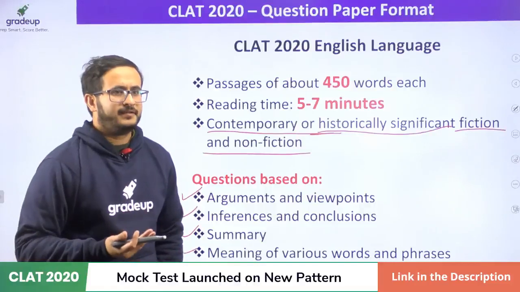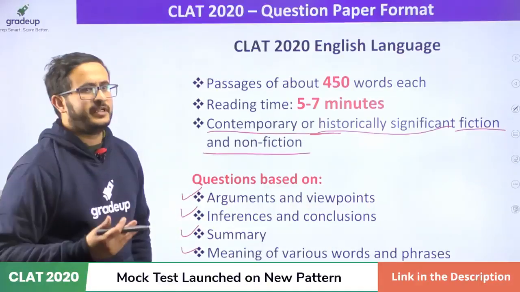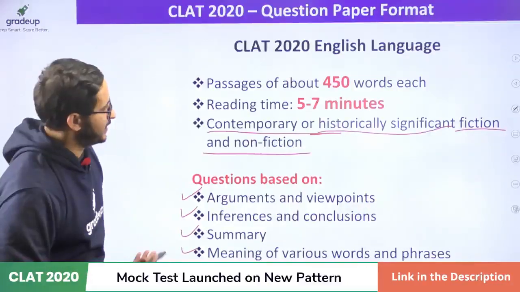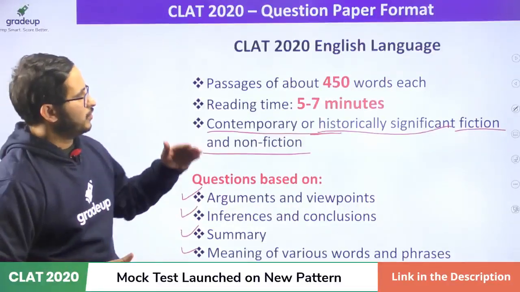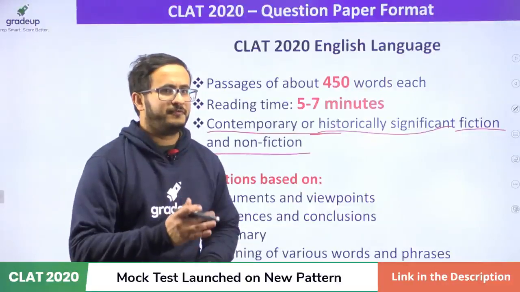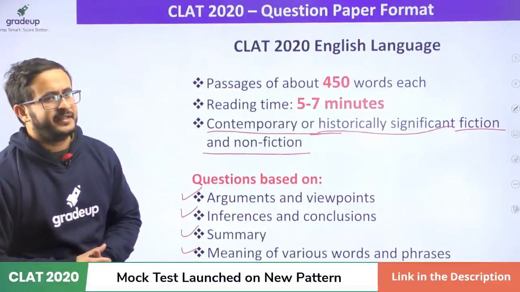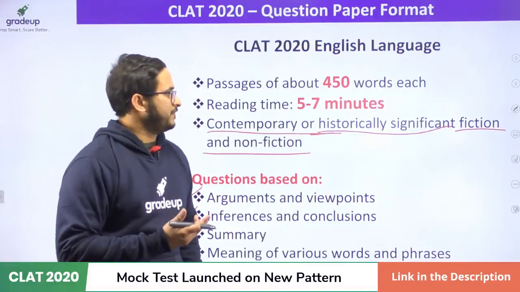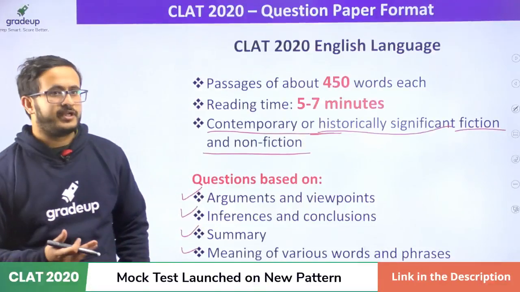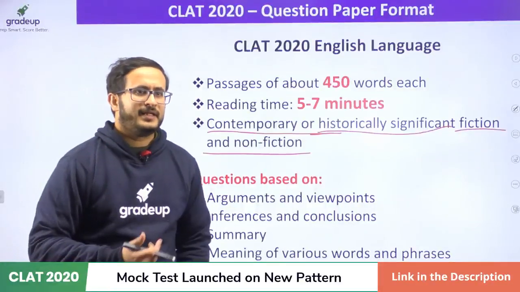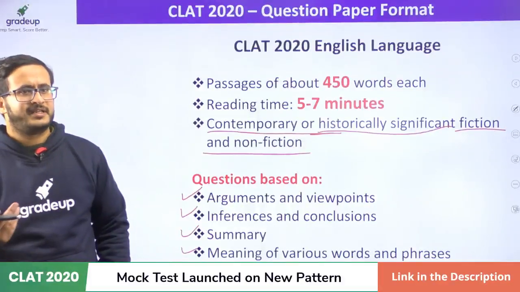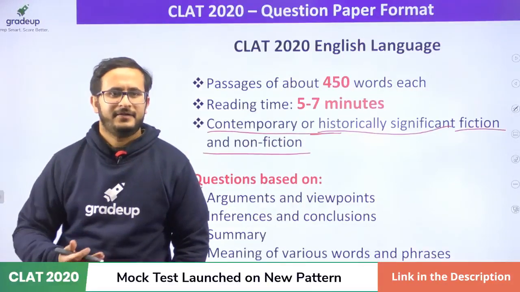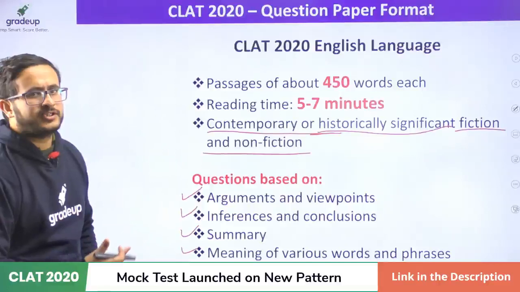So in the entire paper, you don't need to have any prior knowledge. It's just about reading and understanding things. So the passages would be around 450 words each. The ideal reading time they have suggested is 5 to 7 minutes. They will be of contemporary or historical significance, and the type of questions will be based on arguments, viewpoints, inferences, conclusions, summary, and vocabulary based on the passage.